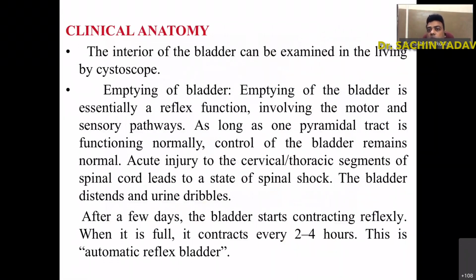The emptying of the bladder, how is the bladder emptied? It is essentially a reflex function, involving the motor and the sensory pathway. The pyramidal tract helps in the voluntary control. Acute injury to the cervical or thoracic segment of the spinal cord can lead to a state of spinal shock. The bladder will distend and urine will be dribbled. After 2 days, the bladder starts contracting. When it is full, it contracts every 2 to 4 hours, and then it is called the automatic reflex bladder.